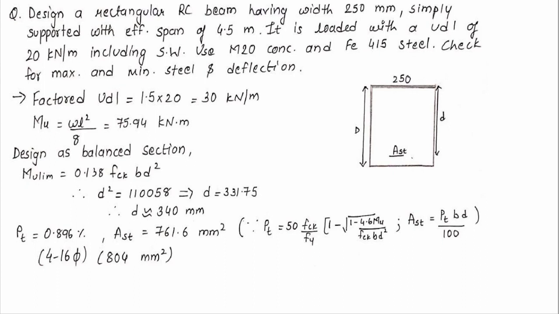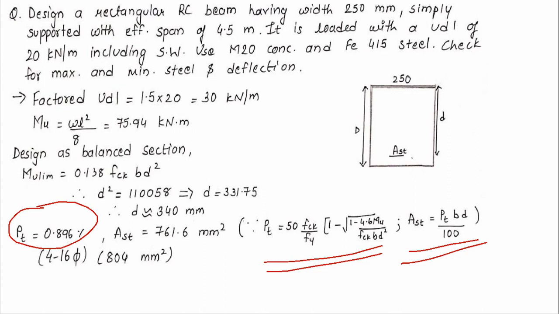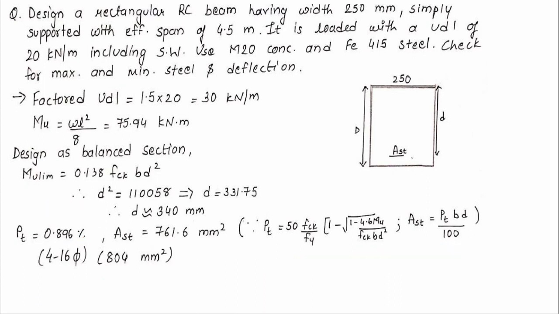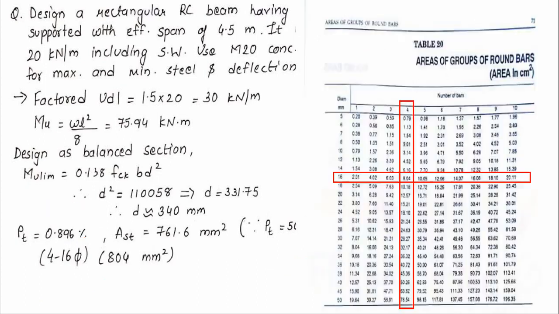To find the area of steel, we first need to calculate pt. pt can be calculated by this equation. It comes out to be 0.896. Ast can be calculated from this equation. It comes out to be 761.6. Now we will find the number of bars. Number of bars is always to be found from the steel table. So from the steel table we will get the answer that is nearest to 761.